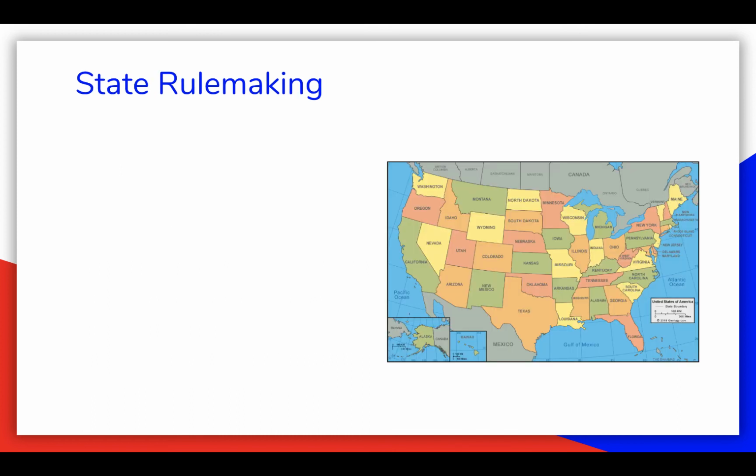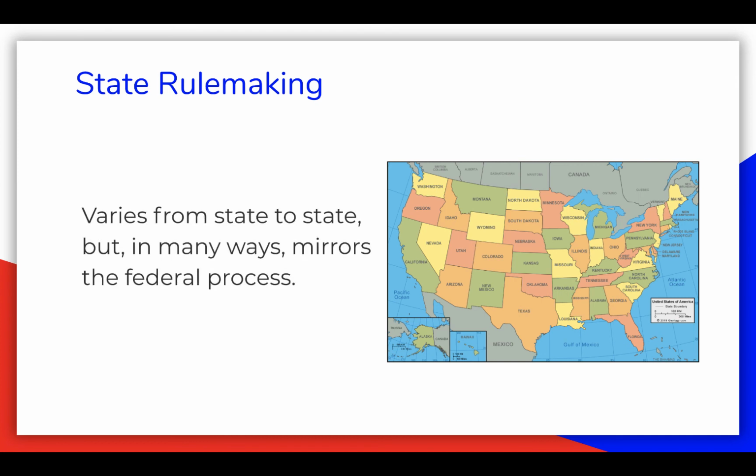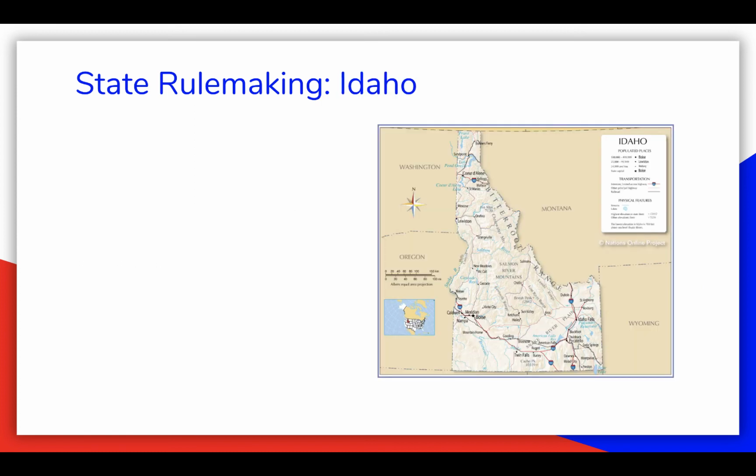Of course, rulemaking also gets delegated to state entities as well. Oftentimes, statutory law delegates rulemaking to states, and each state has slightly different processes. But in many ways, it mirrors what occurs at the federal level. So let's take a brief look at Idaho's rulemaking process. So there is the proposed stage. Proposed rulemaking involves proposing a new rule or changing an existing one. The agency publishes the new or changed rule to the Idaho Administrative Bulletin, and the public can provide comments.